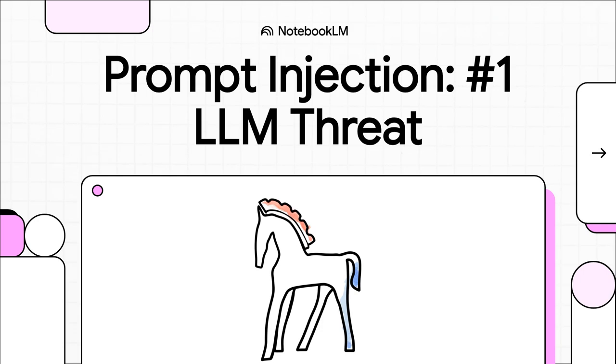All right, let's get right into it. We're going to talk about what OWASP calls the single biggest security threat for large language models, prompt injection. In this explainer, we're going to deconstruct exactly what that means for us as engineers and builders.